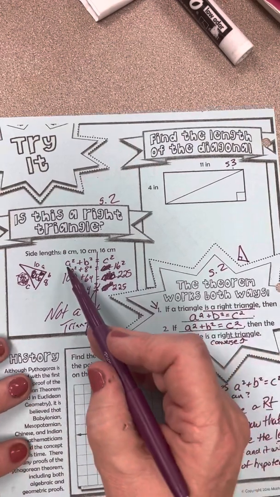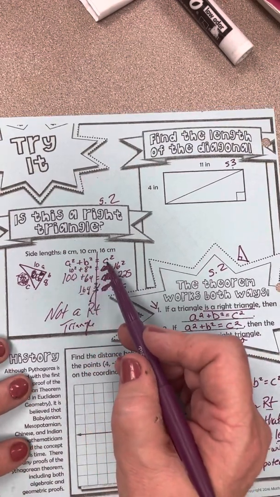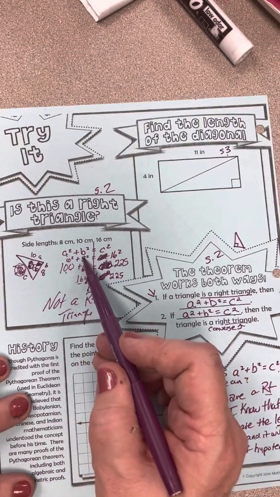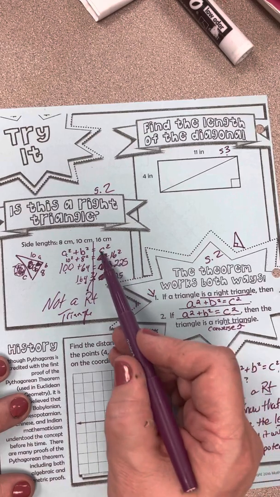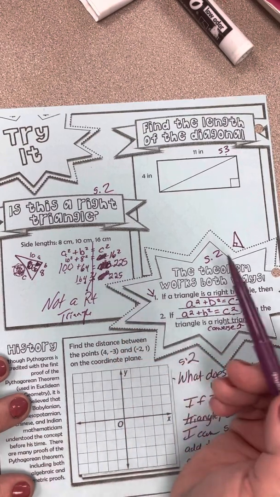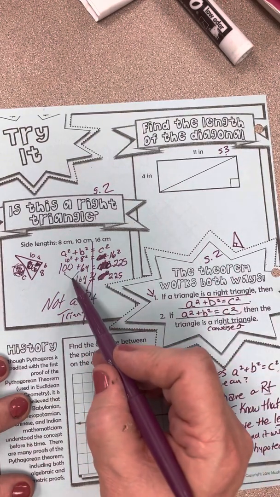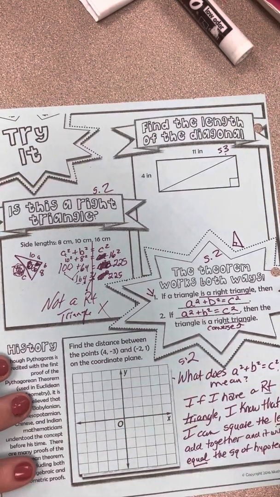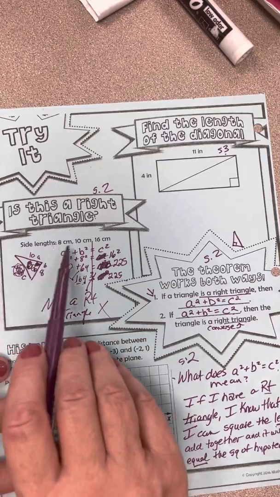Okay, I use my formula, a squared plus b squared equals c squared. A squared is 100, b squared, 8 is 64, c is 16, and that squared is 225. I add these together, and these do not equal each other, so it's not a right triangle. Okay, so you'll have a couple of these.